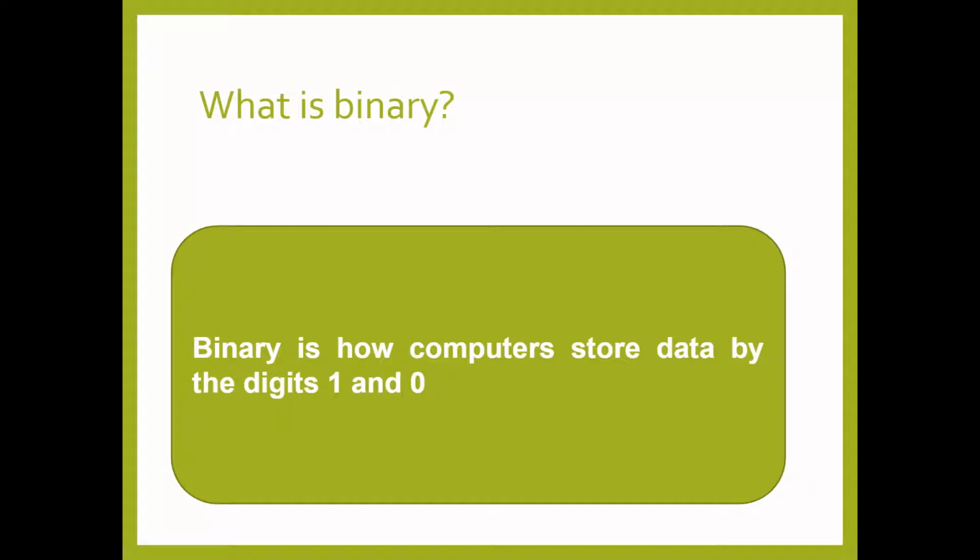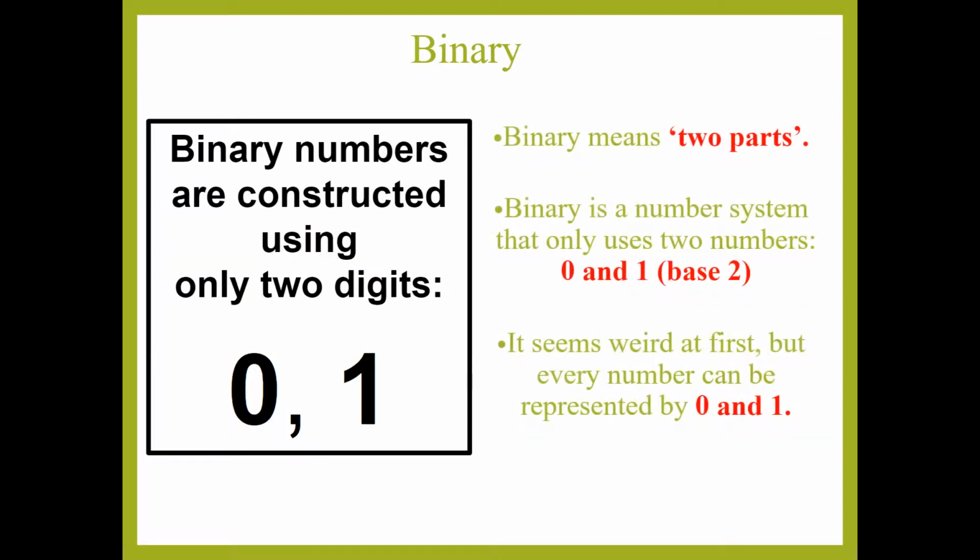So, what on earth is binary, in case you've forgotten? Binary is how computers store data, and they do this using the digits 1 and 0. Because you have to remember, computers do not understand English, French, Spanish, Chinese. They can only understand ones and zeros.